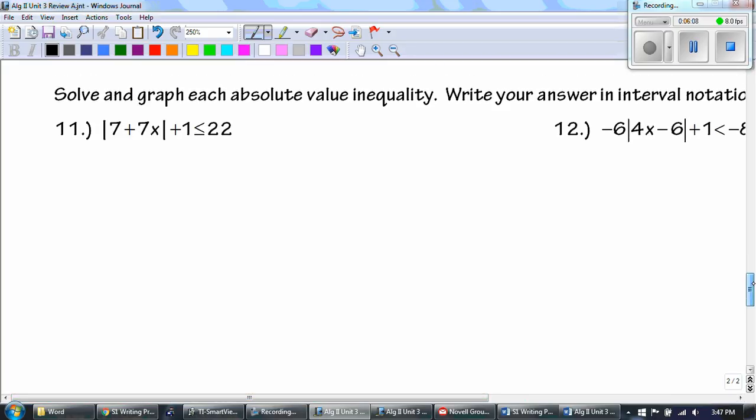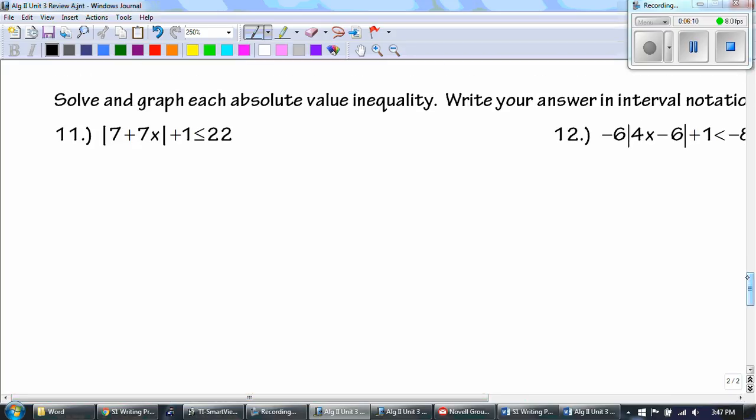So when we're solving each absolute value inequality, this is where we're going to write our answers in interval notation. Okay? Just like before, we need to get the absolute value by itself. So to get the absolute value by itself, I have to subtract 1 to both sides. And we get the absolute value of 7 plus 7x is less than or equal to 21.